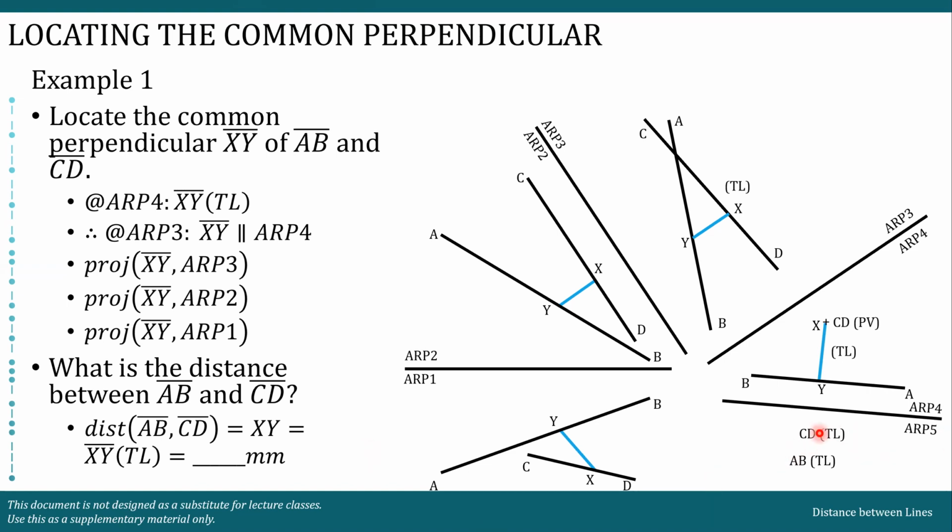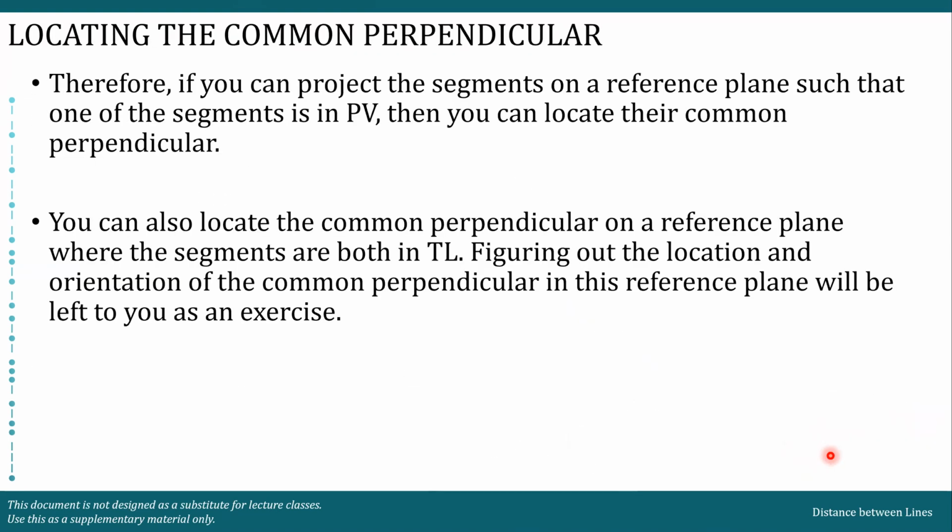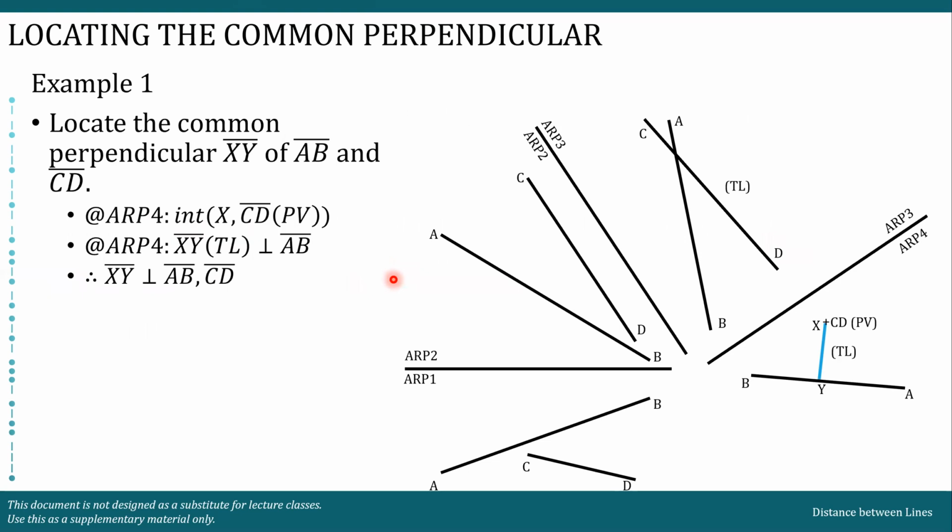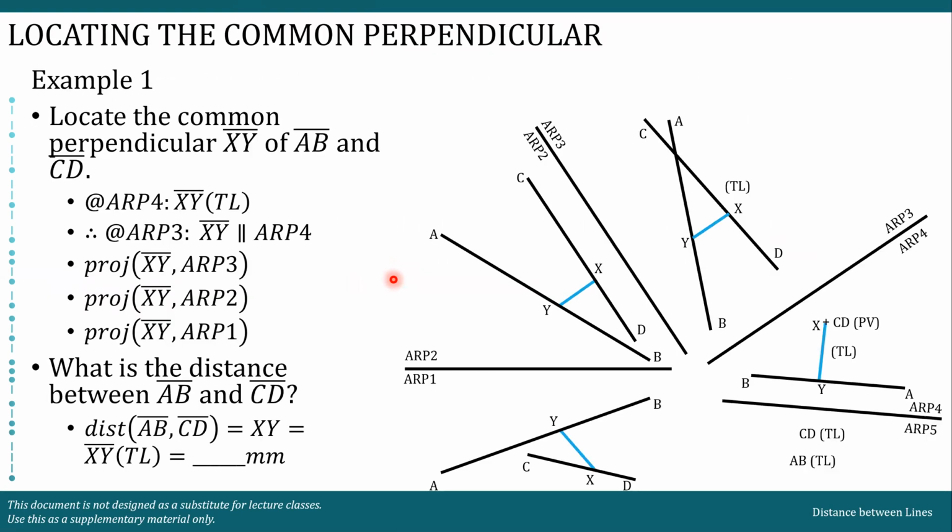Itong ARP5, in this certain example, this is not required to be drawn. Okay? However, I'm drawing this because, babalik ko lang, naalala nyo, nakasulat dito, you can also locate the common perpendicular on a reference plane where the segments are both in true length. So, ibig sabihin, sa view na to, syempre kung ARP5 is parallel to AB and CD's point view here, AB will become TL and CD will become TL as well. So, ito yung view na minimension nung example na yon. However, since you can already determine the common perpendicular in ARP4, so why bother drawing ARP5? Diba?